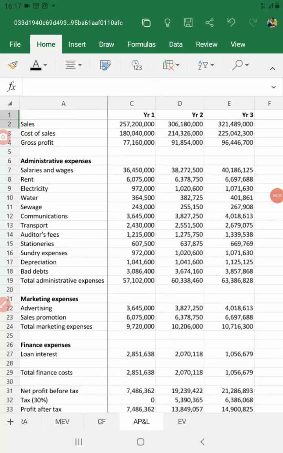Welcome to this tutorial on financial modeling using Kaluta projection methodology.